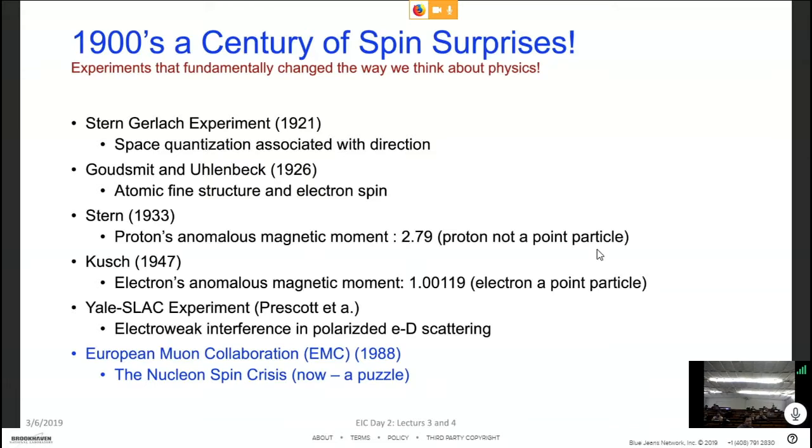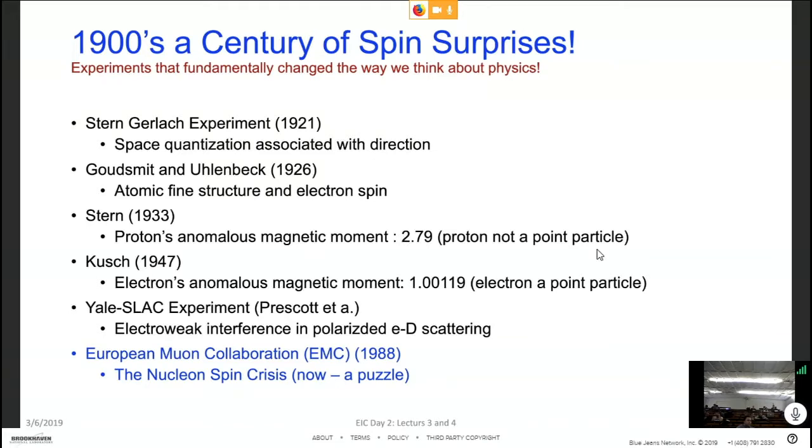In the 19th century or the 20th century, I would say there were about 6 very, very important experiments that fundamentally changed the way we think about physics. And they all had one thing in common. They had something to do with chirality and spin. So the first one is Stern-Gerlach. The second one was Goldschmidt and Smith. Stern's experiment of proton anomalous magnetic moment.